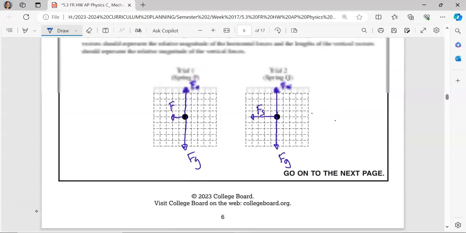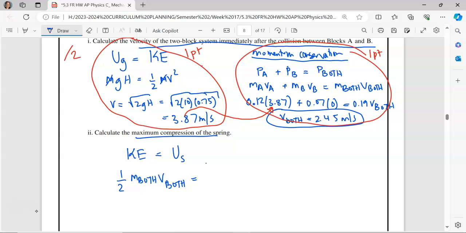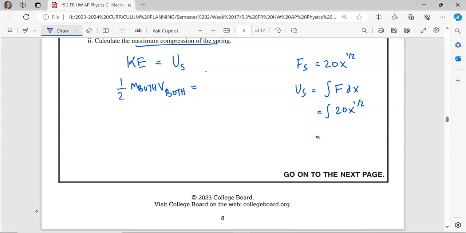So again, for Q, where is spring Q? Okay, there we go. So it is 20x to the 1/2. So this is Q, it is 20x to the 1/2. So we are going to need to integrate this to give us our spring force, spring energy. So this is what, 20x to the 1/2. So when we integrate this, it is going to be, let's see, 40 over 3x to the 3/2. Yep, that's right. So now we got 40 over 3x to the 3/2.